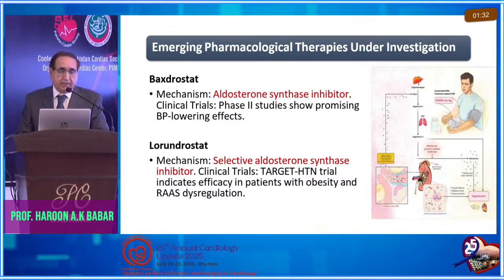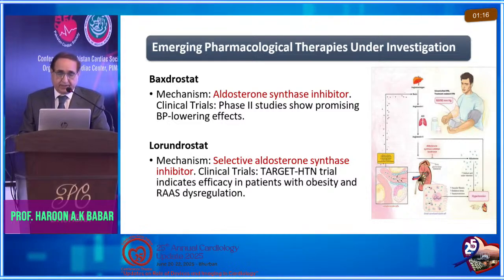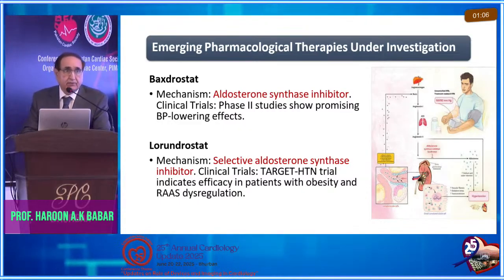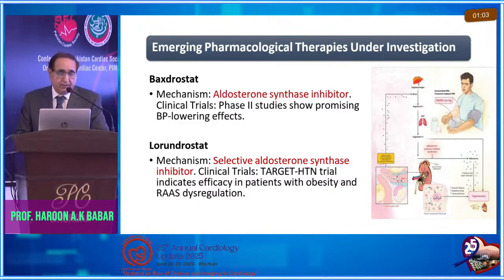Other emerging pharmacotherapies are there. Baxdrostat is an aldosterone synthase inhibitor. Lorundrostat is a selective aldosterone synthase inhibitor, again in clinical trials. Ocedurenone is a non-steroidal mineralocorticoid receptor antagonist, like the one we are using nowadays, finerenone. And then there are others as well.